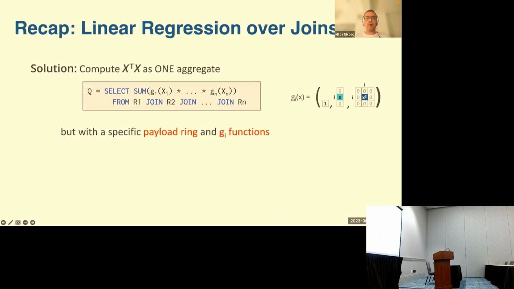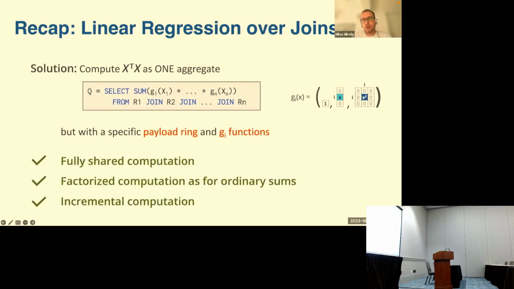So just to recap our approach to learning regression models over joins. We first decouple data-dependent computation from convergence, and then compute one generalized sum aggregate, but over a specific ring with overloaded addition and multiplication. We also define a function g that maps domain values into triples from this ring.